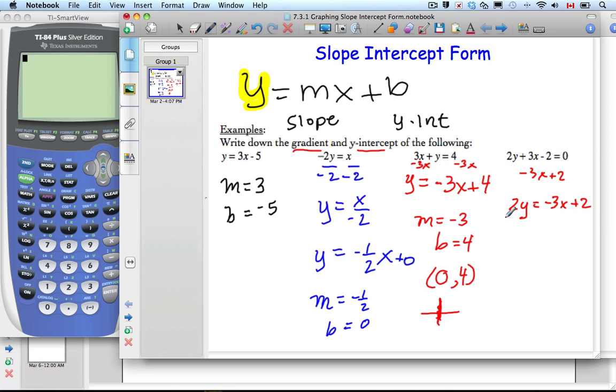Okay, and we divide by 2. And we must divide each term individually by 2. So now I have y equals minus 3/2 x plus 1. And so our slope is -3/2, and our y-intercept is 1. Alright, that's it for now.